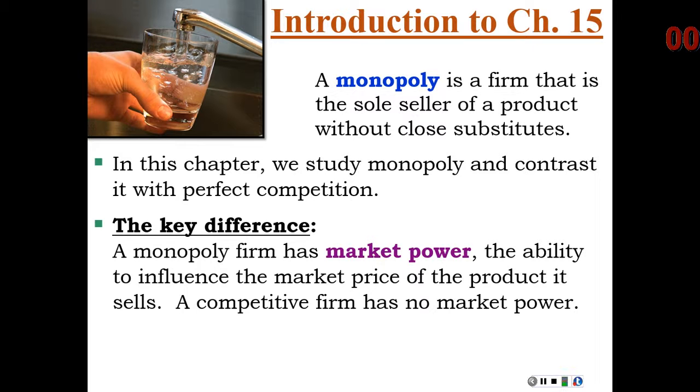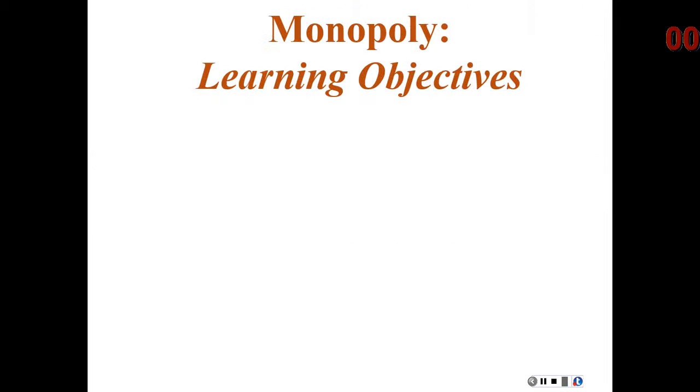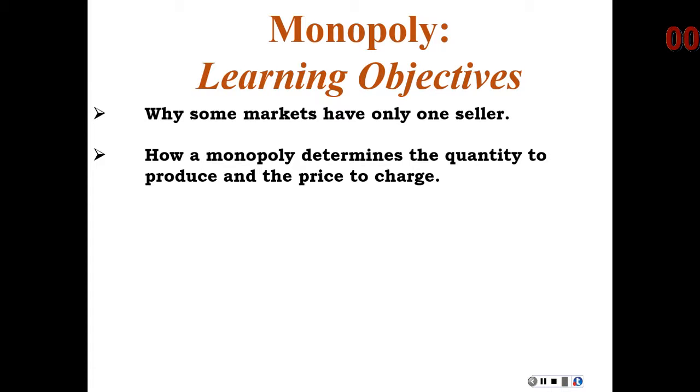Remember, with competitive firms, there were lots of buyers and sellers, and so no firm had any market power. In a monopoly, we're assuming that they are the sole firm, and so they do have market power. So we're going to see how that changes the analysis. So again, why do some markets only have one seller? What are some of the market characteristics that bring that about? How does a monopoly determine their quantity and the price to charge?